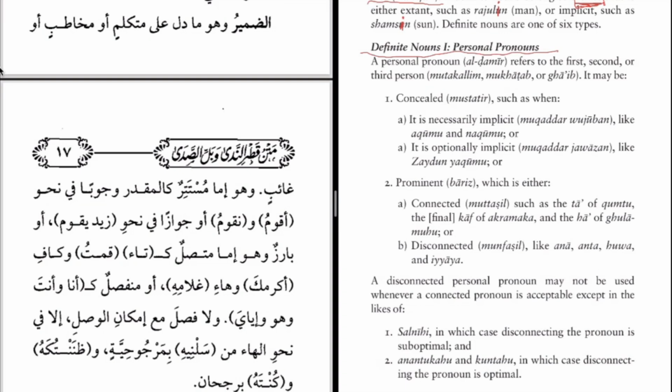Roman numeral 1. Personal pronouns. They said a personal pronoun, ad-damir, refers to the first, second, or third person: mutakallim, mukhatab, or gha'ib. Now, for them to say personal pronoun here, it means to me they're setting up to call other things also pronoun. We're going to see then what they're going to call ism ishara, demonstrative pronoun, and al-ismul mawsul, relative pronoun. We'll see.